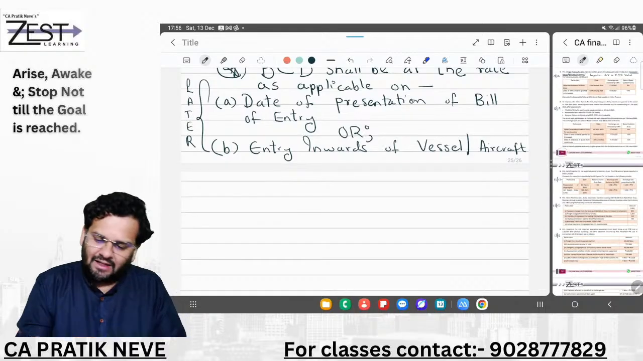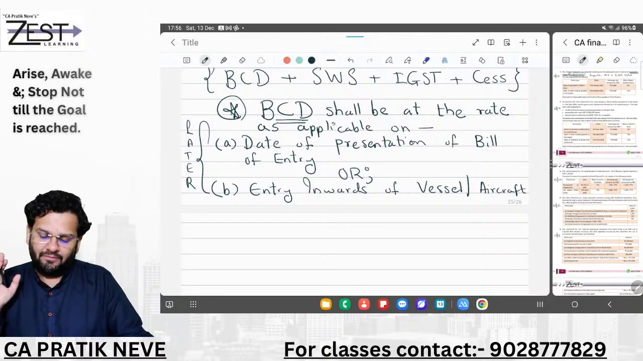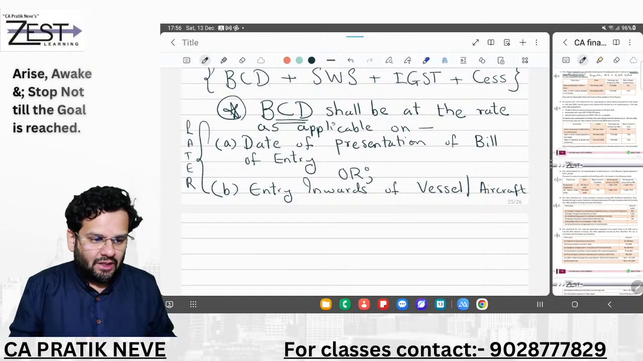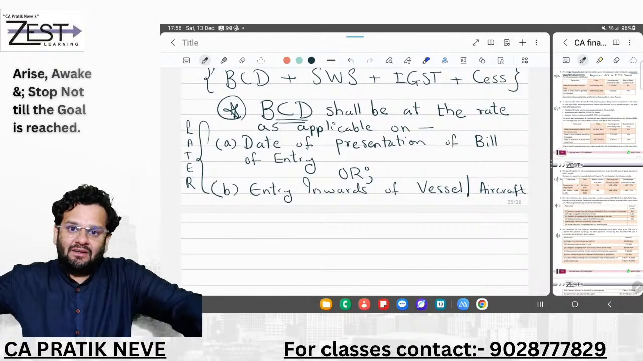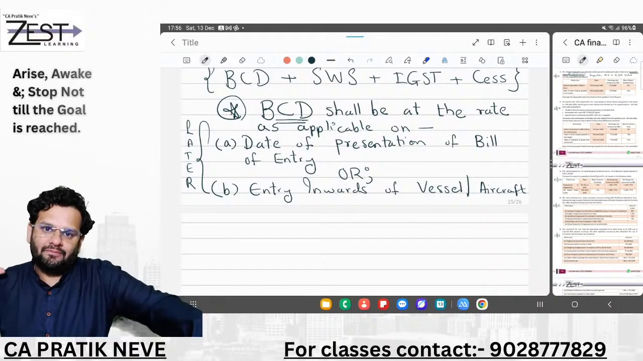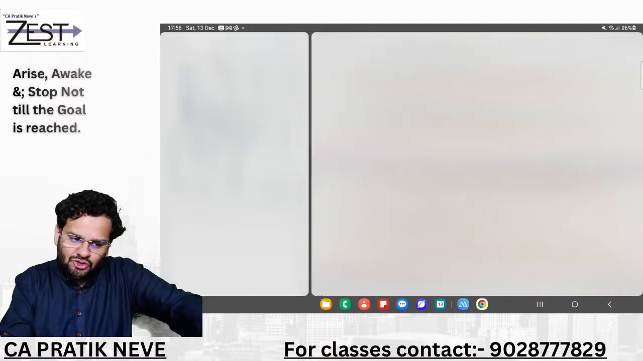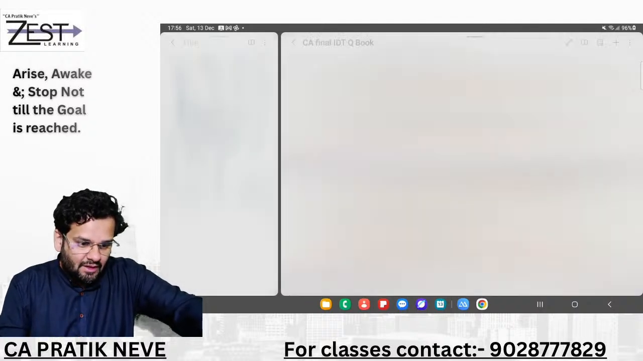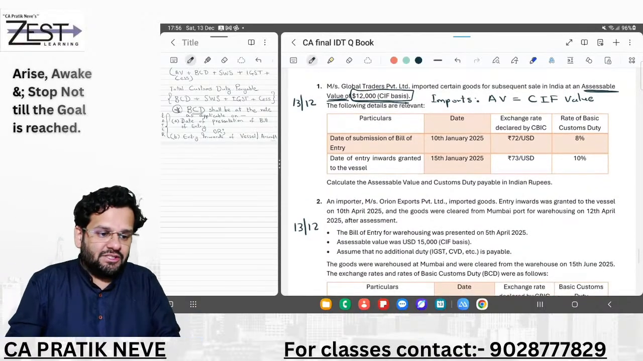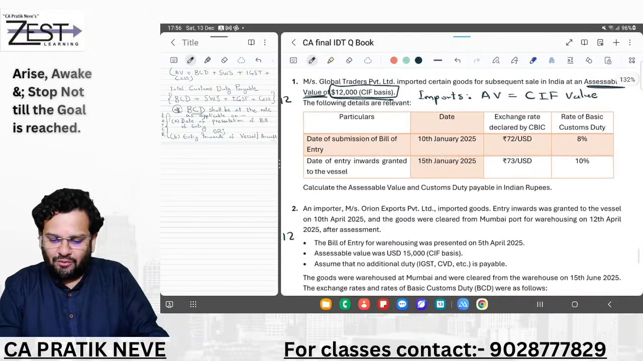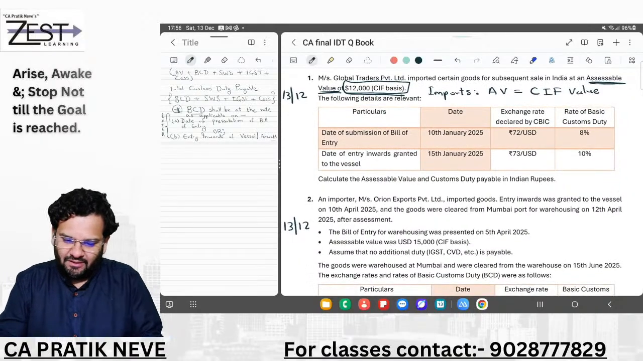So as on that date, you have to check what is the rate of basic customs duty. When you give that document called bill of entry, or when actually your vessel comes into India, whichever is later, that date you should check. So which topic are we doing, Nimiji? Just guide in the chat window.